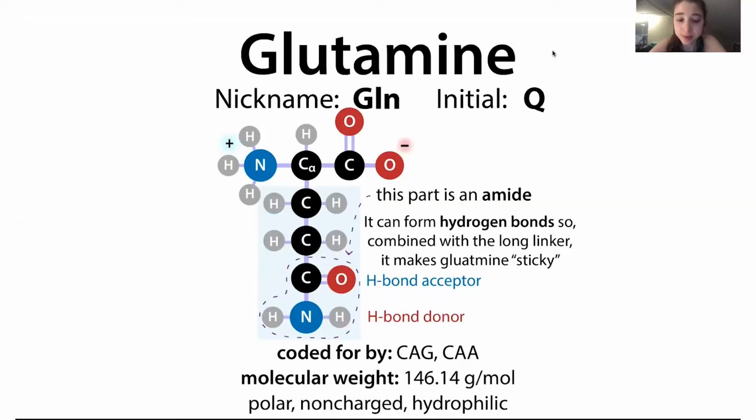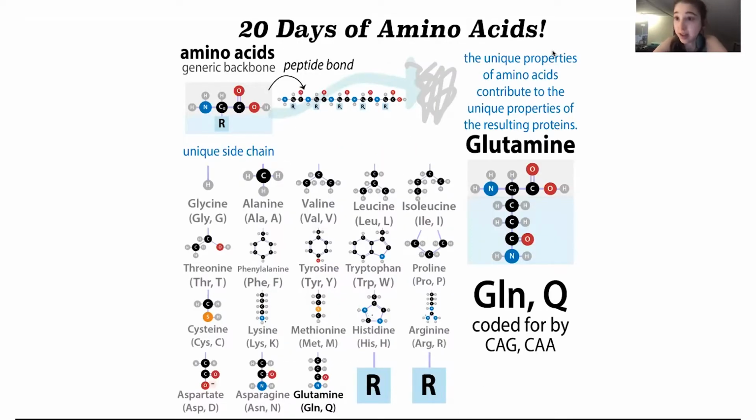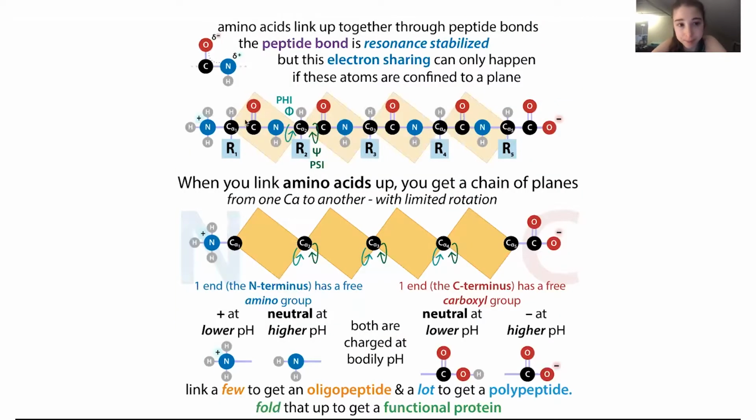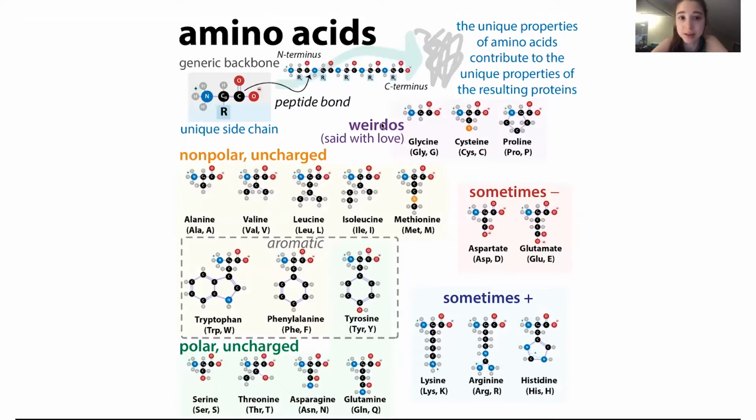Okay, so this is glutamine. It is an amino acid, a protein letter. It is the 18th that we're talking about in 20 days of amino acids. So if you've been following along, and even if you haven't, amino acids are protein letters, and they link up through these peptide bonds, these amide bonds. We call these amide bonds, where you have carbon double bonded to an oxygen, bonded to a nitrogen. We call this an amide bond, or a peptide bond in this case, when they're between amino acids.